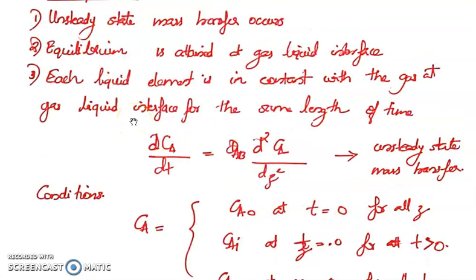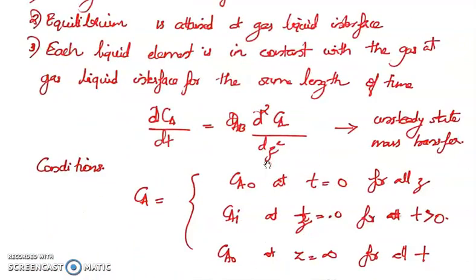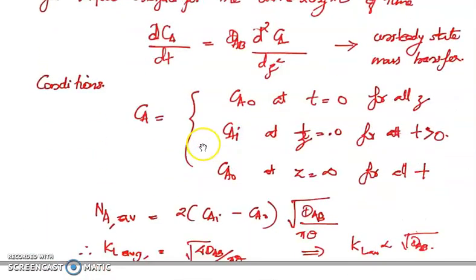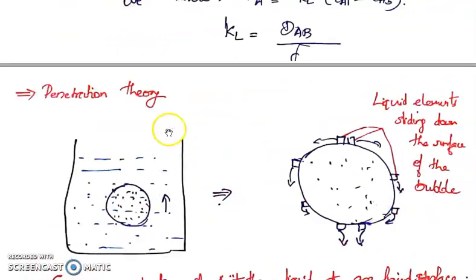Since we assume the mass transfer operation to be unsteady state, we have to use Fick's second law of diffusion to solve, which states ∂Ca/∂t is equal to DAB into ∂²Ca/∂Z². So based on our assumptions, let us assume some conditions here. Ca is the concentration of A. Let's see what are the locations.